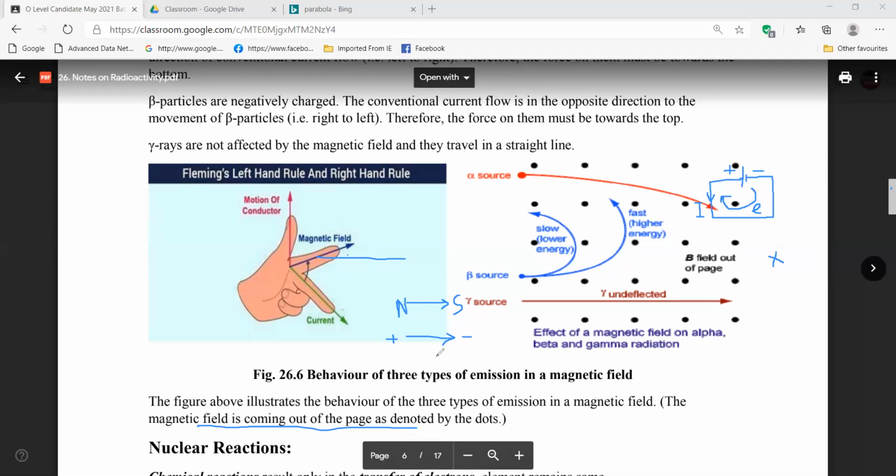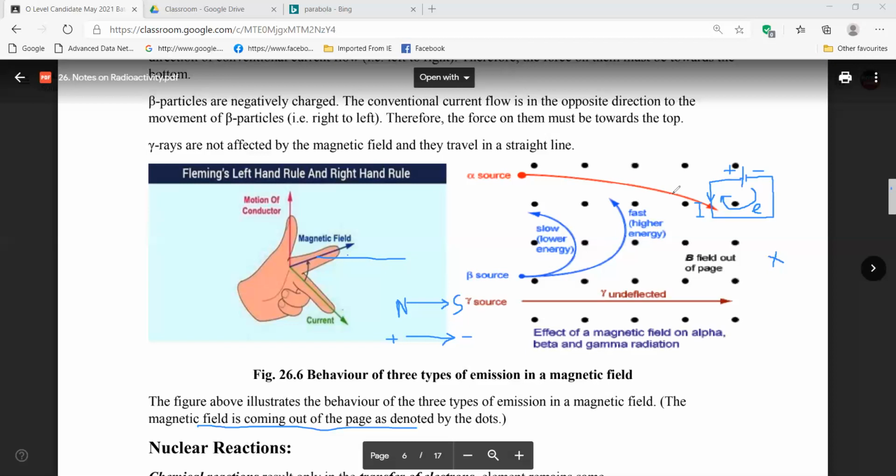Now you check your alpha. First, we are talking about alpha, right? Alpha is going from left, so it is showing the direction of positive to negative, right? It is showing the direction of current, is it? Yeah.